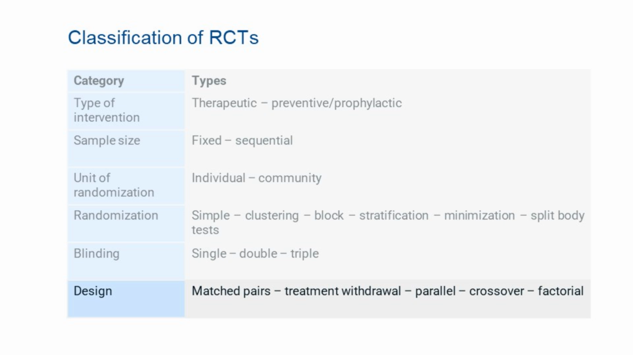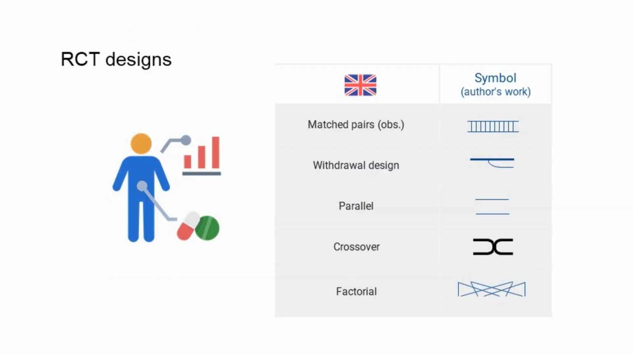The last classification of RCT to discuss is their designs. I found 5 subtypes, and again, they are not completely mutually exclusive. These are matched pairs, treatment withdrawal, parallel, crossover, and factorial. I also created symbols by myself just for fun. After the explanations, I hope it should be clear to you what they mean.